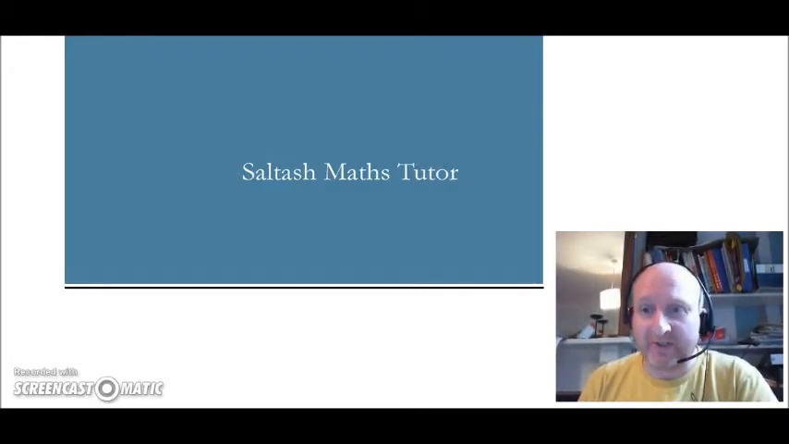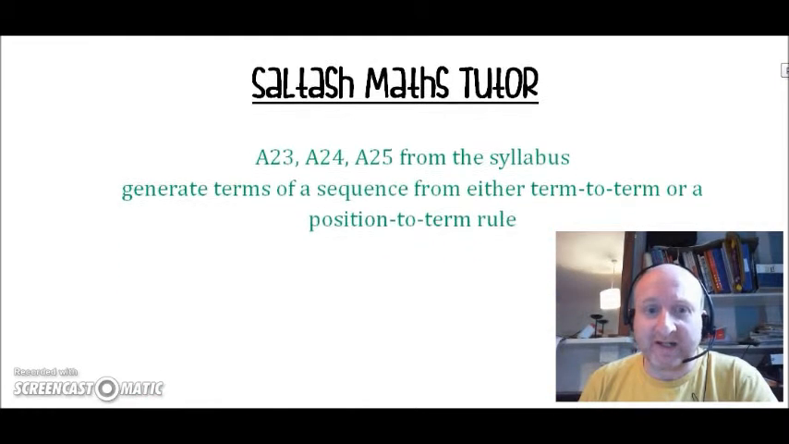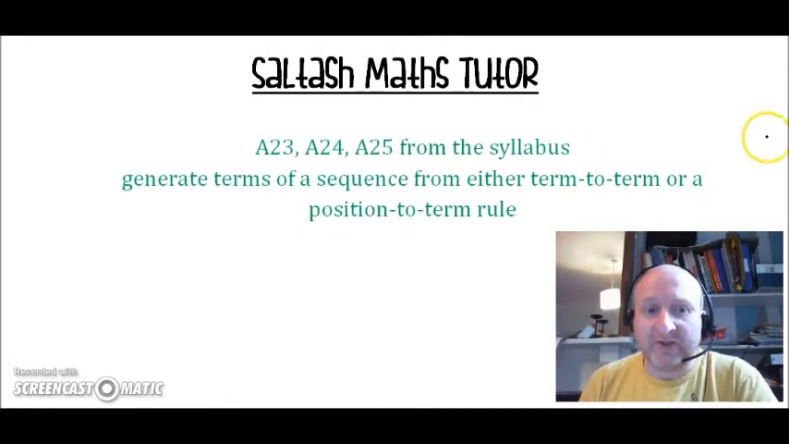What we're going to be doing is looking at this, which is in the new GCSE syllabus, for sections A23, 24 and 25. You can see the aim there, which is to generate terms of a sequence from either a term to term or a position to term rule. That is very similar to the old syllabus.